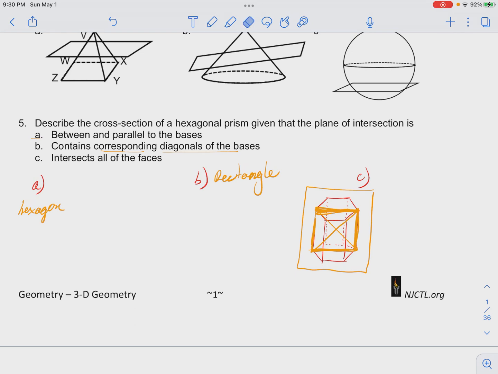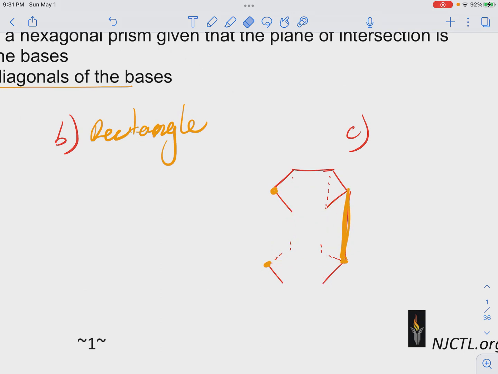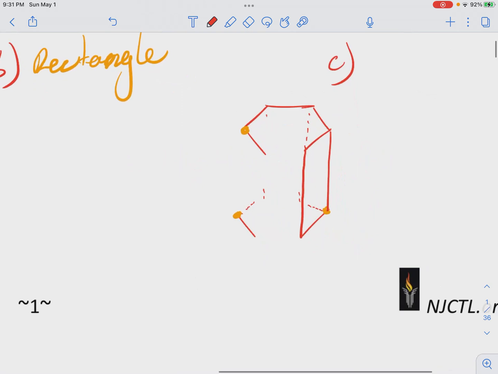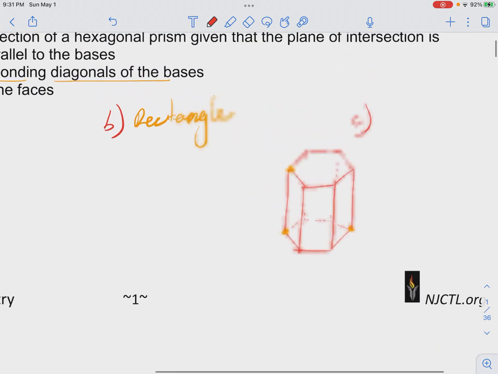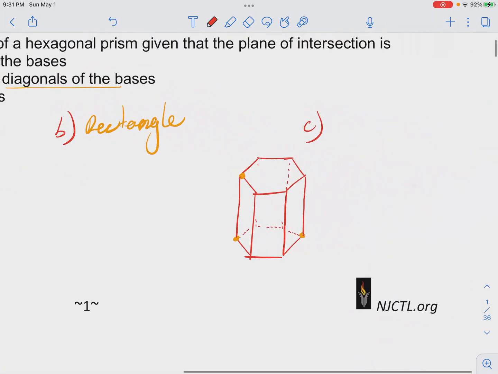And now for part C, this isn't going to work out well if I erase this a little bit. We're going to mess it up, but okay, we'll just redraw that back in, no problem. So for part C, we want to take an intersection of all faces. So it's hard to imagine at first, but let's take the case where we had this plane that was intersecting parallel to the bases first.